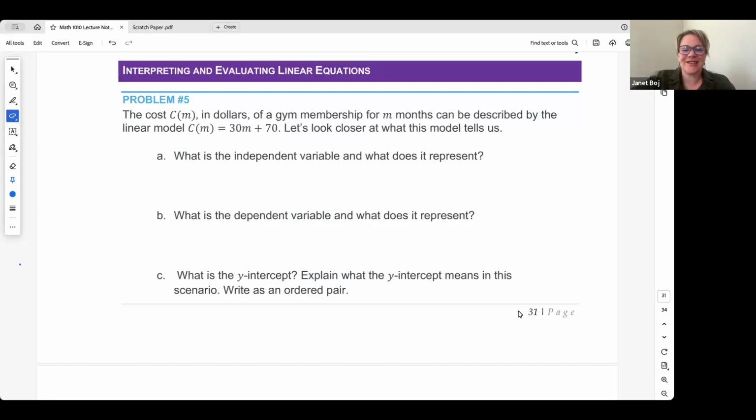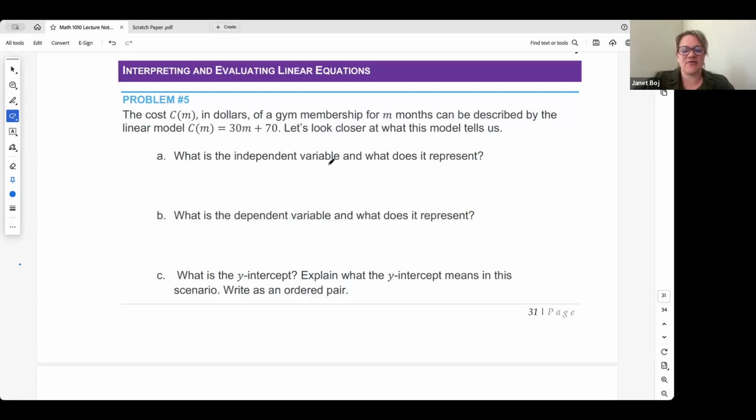Hello. Today we're going to look at section 1.4, modeling with linear functions, the let's practice section, problem number 5. In this problem, we're going to interpret and evaluate linear equations. The cost, C of M, in dollars of a gym membership for M months can be described by the linear model C of M equals 30M plus 70. Let's look closer at what this model tells us.